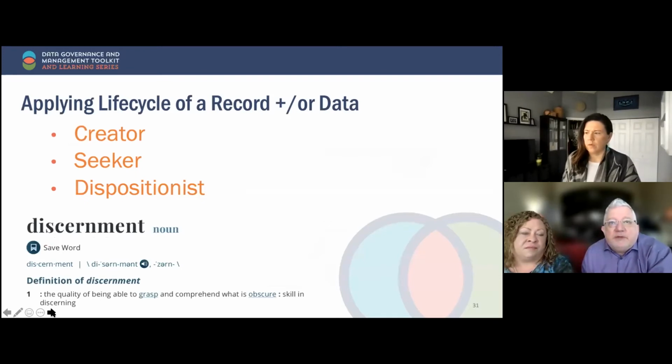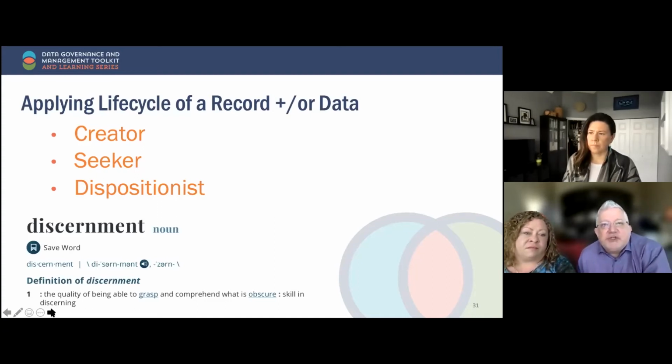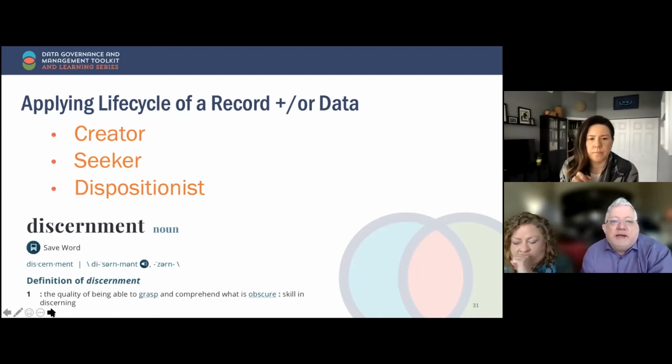So we typically apply the life cycle of a record or data in 3 stages. We first create the record, that's the creator. Later, we may need to find the record, that's the second stage, the activity of the seeker. Third and finally, at the end of the life cycle, the record or data is disposed of by the dispositionist. And we apply discernment throughout. The goal is to get the right information to the right people at the right time.